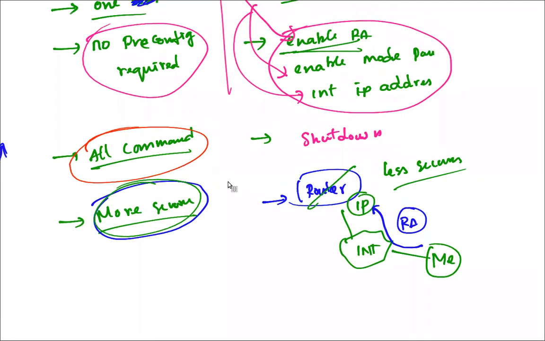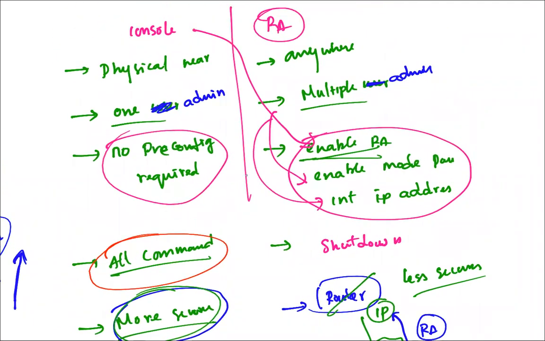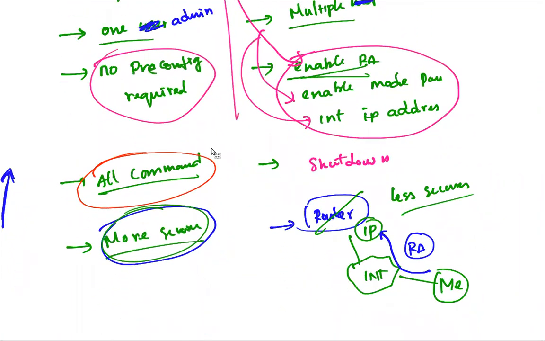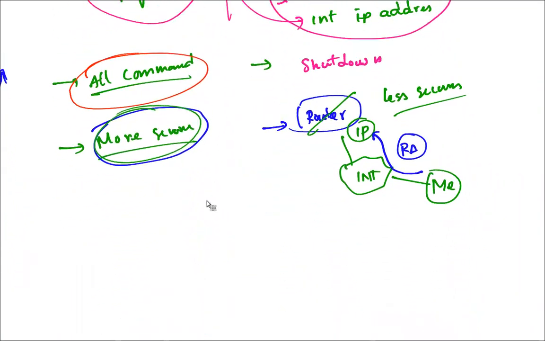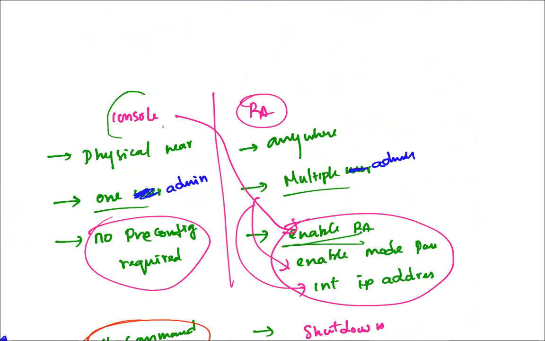I can list a few more points, guys, but I think this is sufficient to understand the difference between console and remote access. In remote access, which is the recommended one? Telnet is bad. Which is recommended? SSH. You know why.